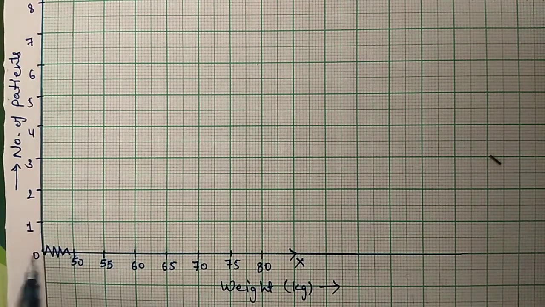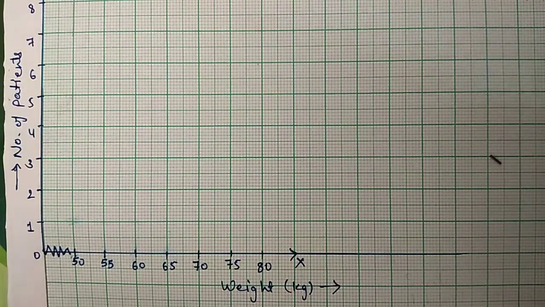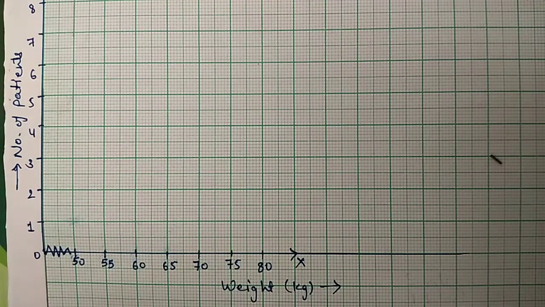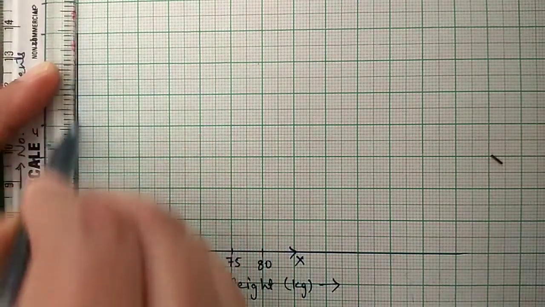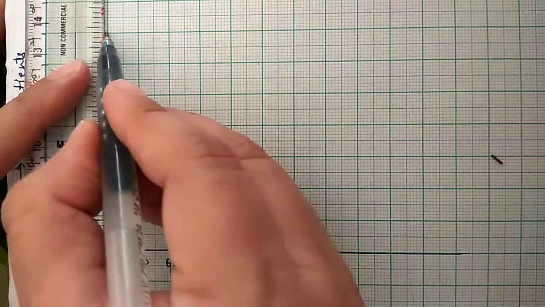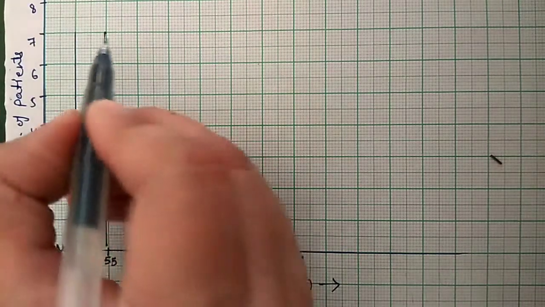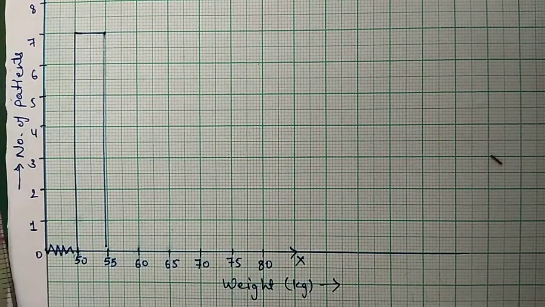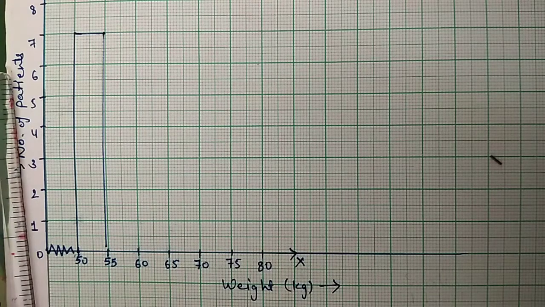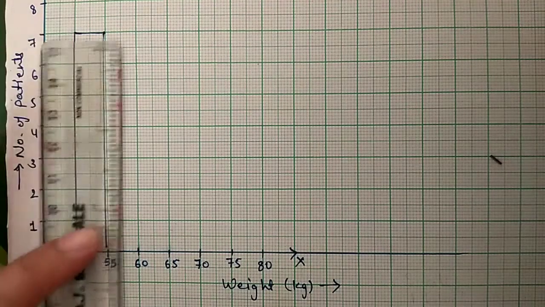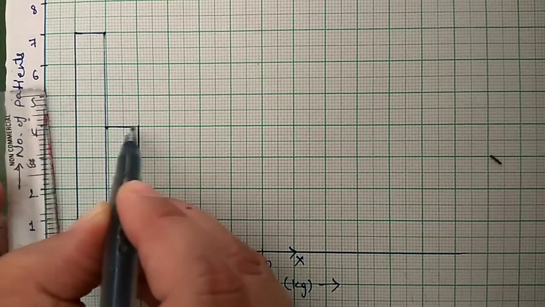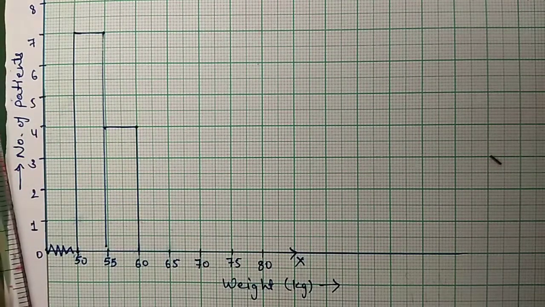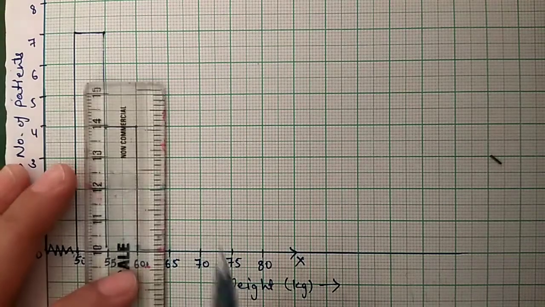Now we will start. Because this category starts from 50 kg, here 0 to 50 we will put the kink symbol. Now between 50 to 55 it is given 7 patients, so we draw the bar till 7. Next 55 to 60 it is given 4 patients, so draw till 4. Then 60 to 65 also it is 4.